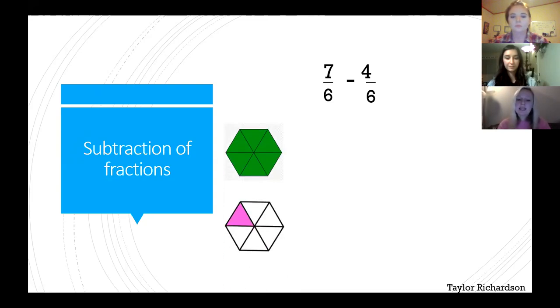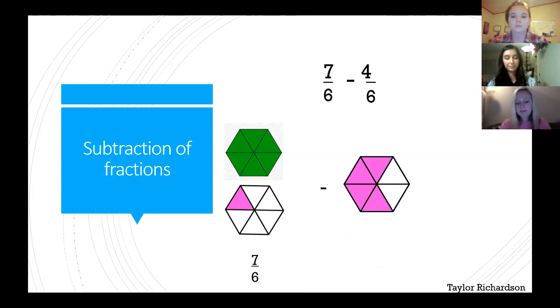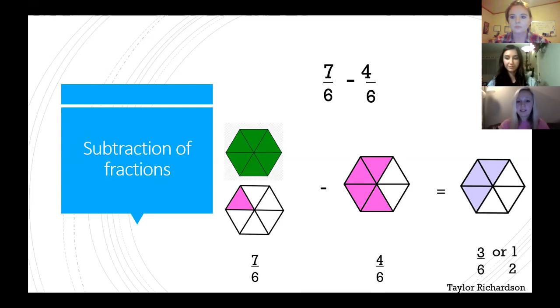Here we can see 7/6 is represented by 2 shapes. One of them has all 6 areas shaded in, and the other one has just 1 shaded in, showing 7/6. And we can subtract 4/6 from that by having a shape that has 4 areas shaded in out of 6. And from these shapes, we can see that the answer to 7/6 minus 4/6 is 3/6, which is equivalent to 1/2.